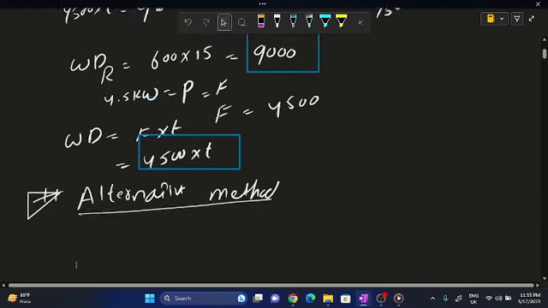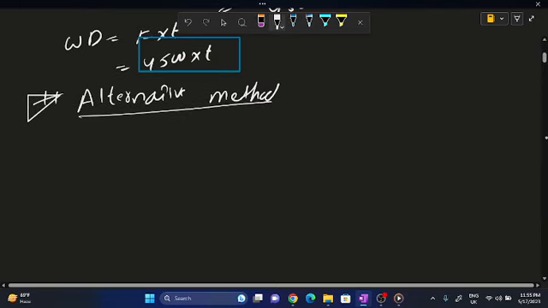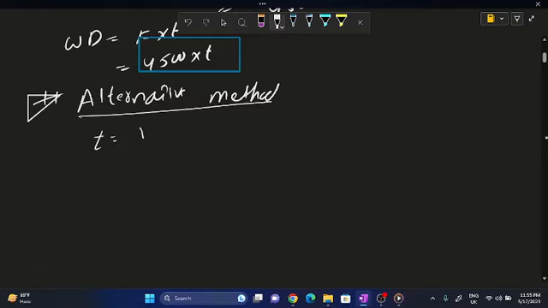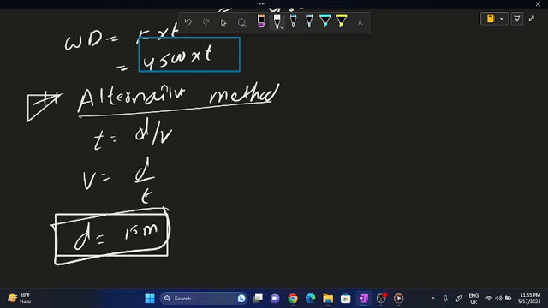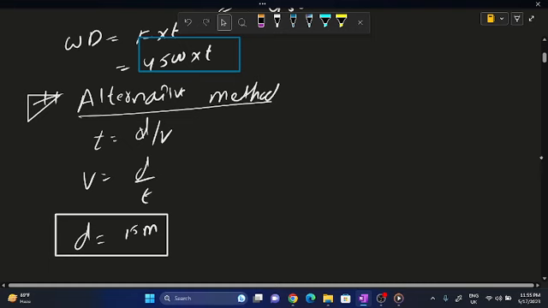Okay, so the alternative method is basically that you have to find t. You can use the formula for t that can be calculated from v, which is written as d by t. If you want to find t, then t is equal to d by v. You know the value of d, the distance, that is already given to you in the statement, that is 15 meters. That's the value given to you in the main question.